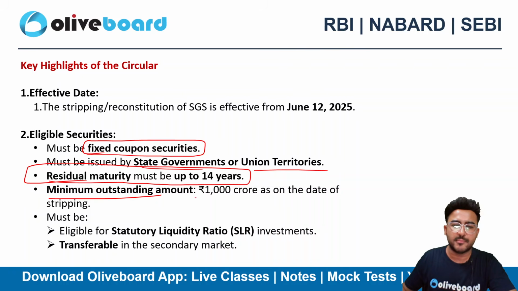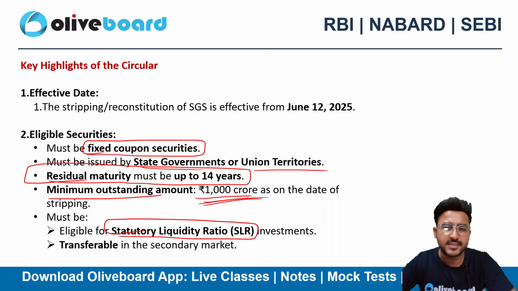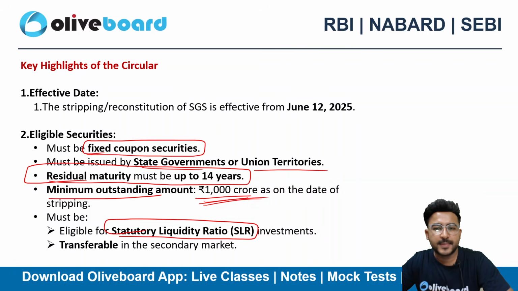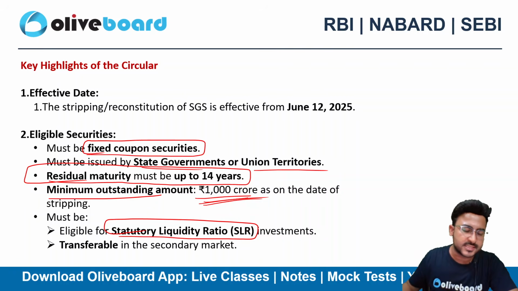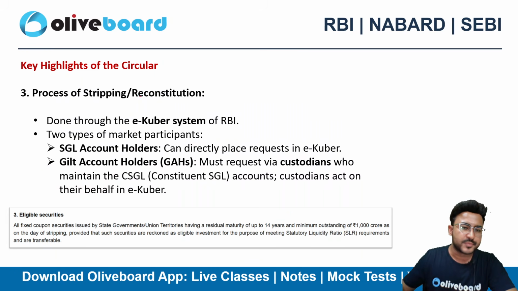Minimum outstanding amount should be 1000 crore. The bond outstanding amount should be at least 1000 crore. Then only you will be able to break it, to strip it, right? Then the eligible security that you are stripping should be SLR compliant. Let's suppose a bank is investing in your securities, then it should give SLR eligibility for that bank. That means it should be classified under SLR securities, and it should be transferable in the current market, right?